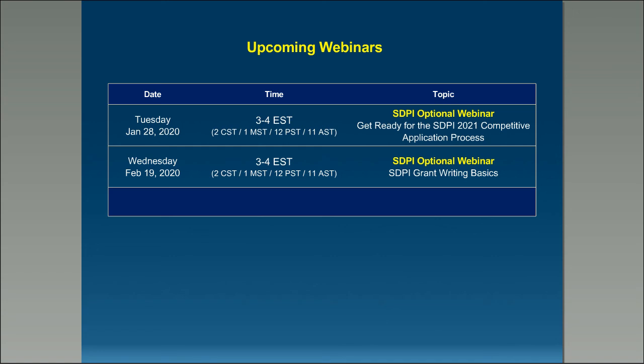One thing you can do in the meantime is just make sure you're on our email list. You can send me an email at sdpi@ihs.gov, and just like we did for a previous question, we can check and see if you're on the email list and getting our emails.